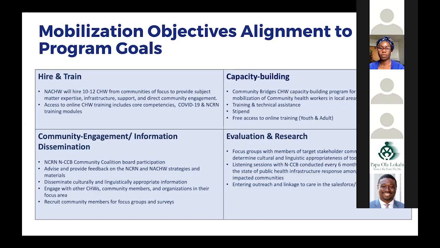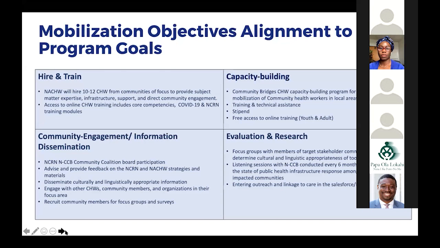We also will conduct capacity building with community-based organizations. So we know community-based organizations are in position to make a great impact on COVID-19 mitigation efforts. So as such, we have a Community Bridges, community health worker capacity building program for CBOs to support the mobilization of community health workers in local areas. So we'll be offering training and technical assistance. Those organizations will receive a stipend and free access to online training. In addition, our community health workers will serve on the Community Coalition Board.